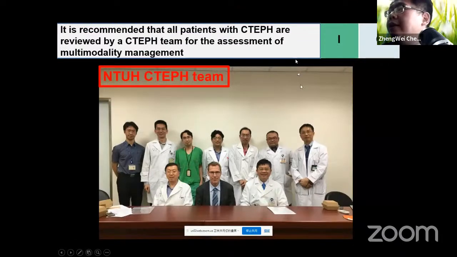Here is our CTEPH group at National Taiwan University Hospital, and we photographed it with Professor Hoeper.